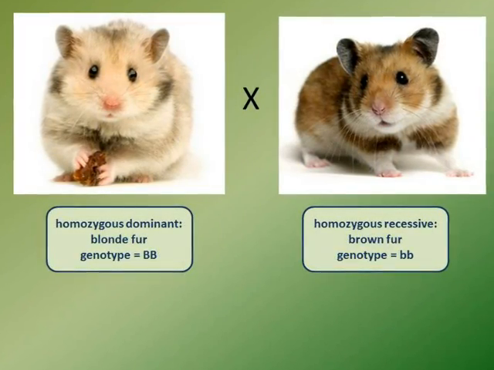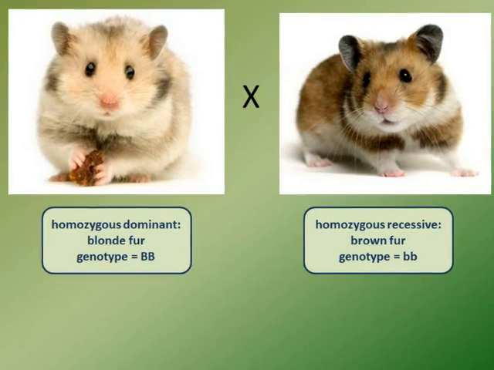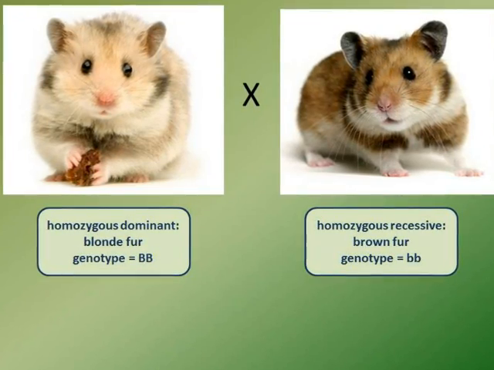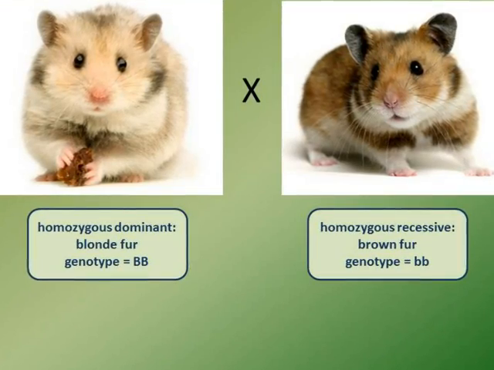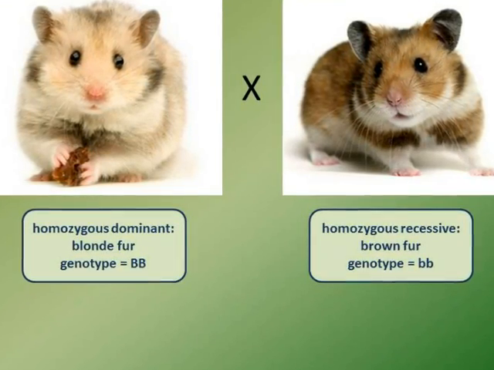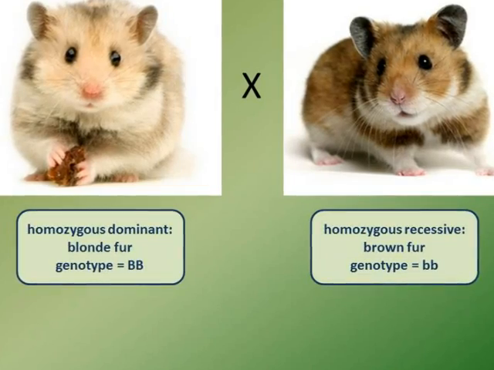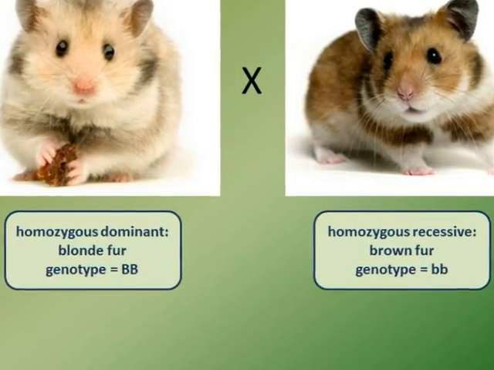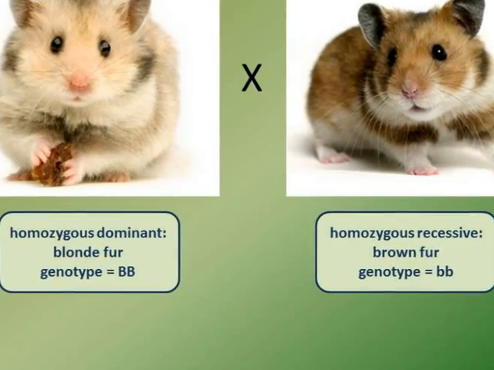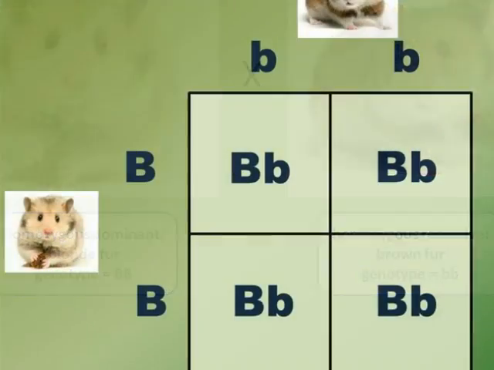Now that you are feeling more confident with Punnett squares, let's do a different cross, this time with hamsters. In hamsters, blonde fur is dominant and brown fur is recessive. Our parents-to-be are both homozygous, one's dominant and the other's recessive. I want you to predict what will happen in this cross. Think back to when we crossed our first sheep parents. Pause the video and do the cross on your paper.